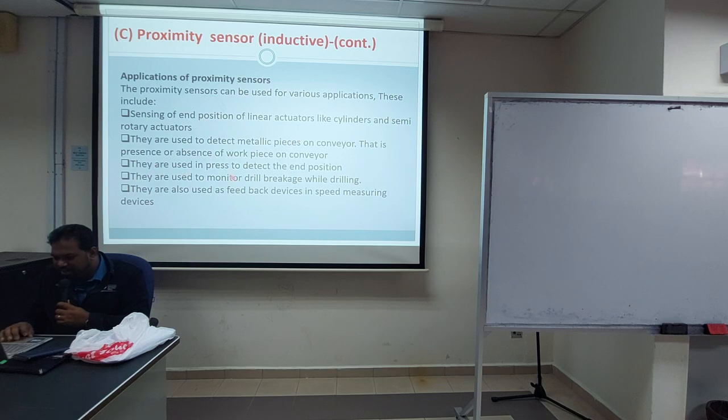They are used in presses to detect the end position. They are used to monitor drill breakage while drilling. So it will detect whether the drilling is successful or not. If not successful, it will give an alarm. They are also used as feedback devices in speed monitoring devices, like AES. So how can it detect the speed of your car?